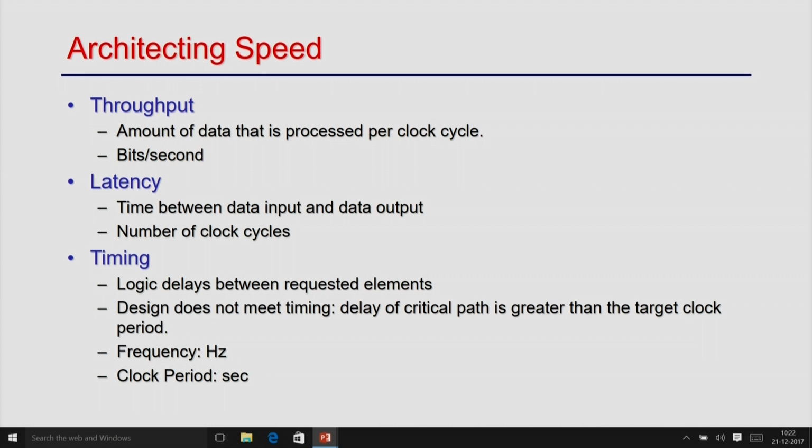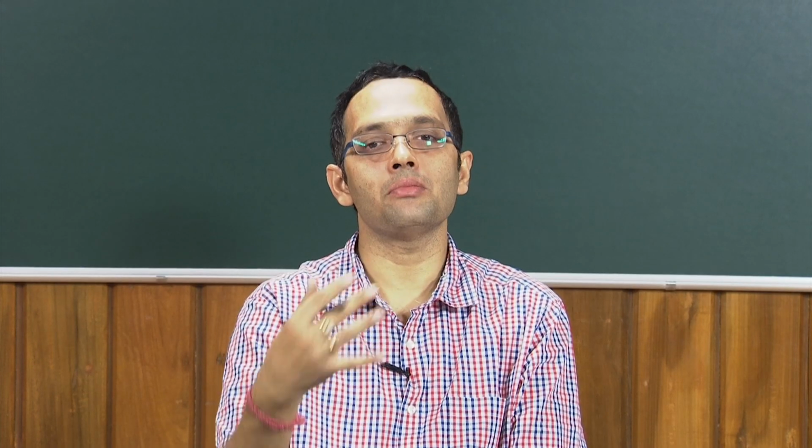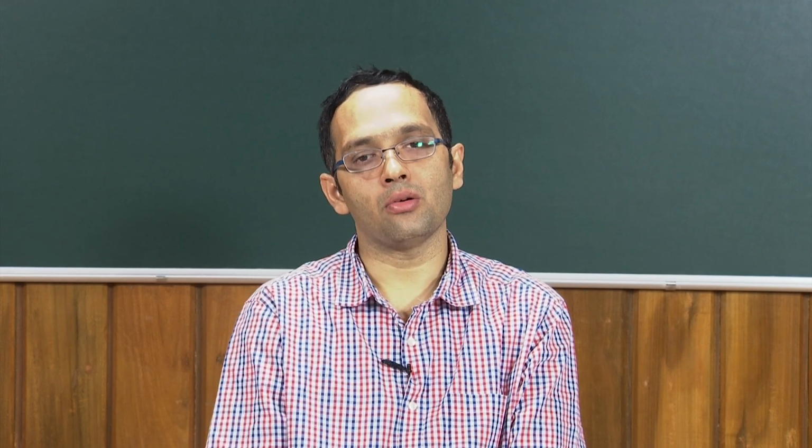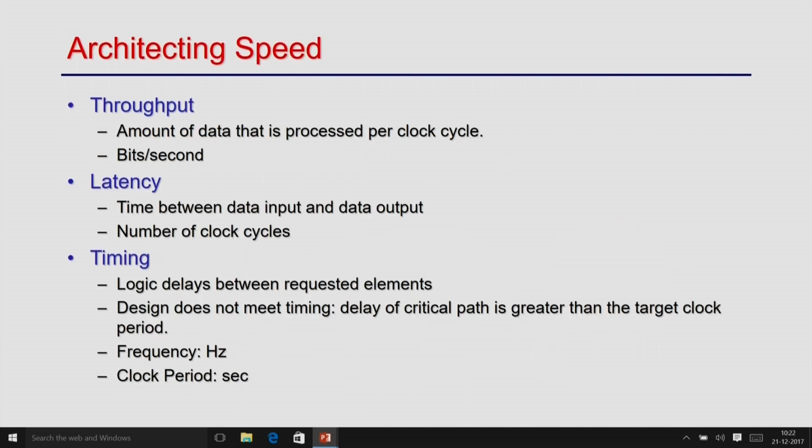You have several pairs of registers. There may be, say, 100 registers in your design, and say 500 or 600 paths between registers. Among all possible paths between two registers, the maximum delay determines the maximum computational time, and that is called the critical path of your design. This is very well known. It is the logic delay between two sequential elements, and the frequency your circuit can achieve will be determined by this factor.